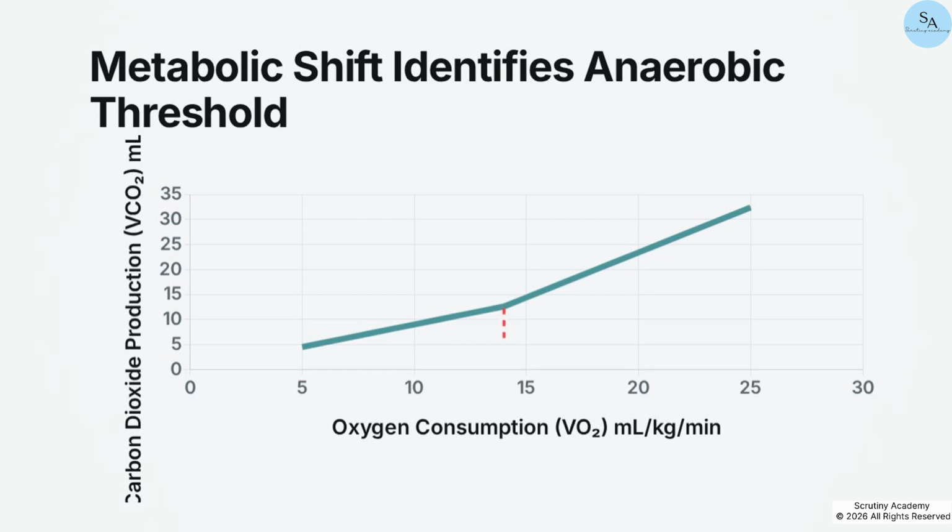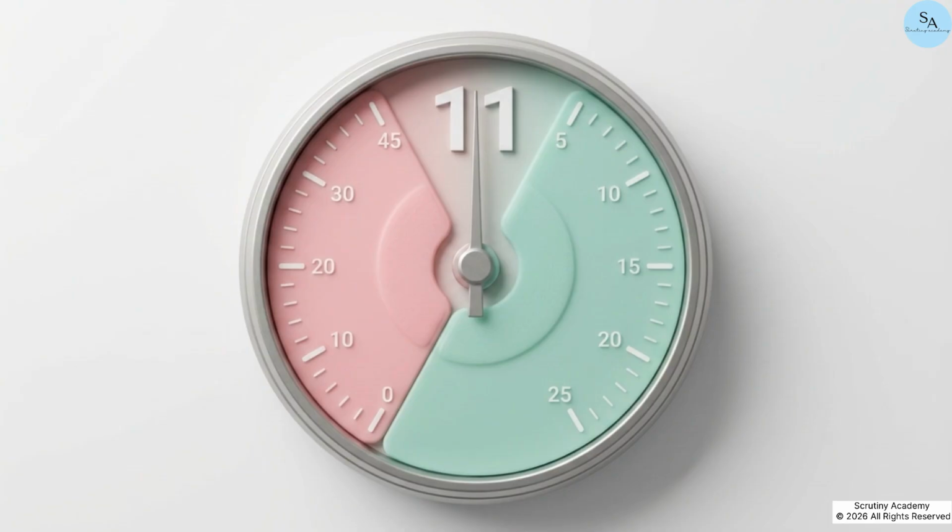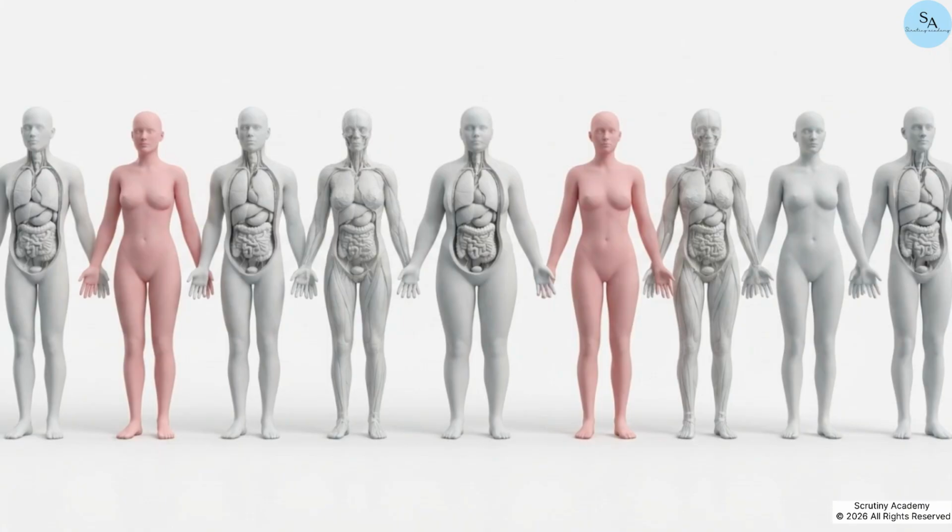The mathematical threshold required to safely tolerate major surgery is an anaerobic threshold greater than 11 milliliters of oxygen per kilogram per minute. Patients with an oxygen consumption at AT below 11 face an 18% higher mortality risk following major surgical procedures. This single data point determines the perioperative strategy, dictating the intensity of intraoperative hemodynamic monitoring and the need for postoperative critical care admission.